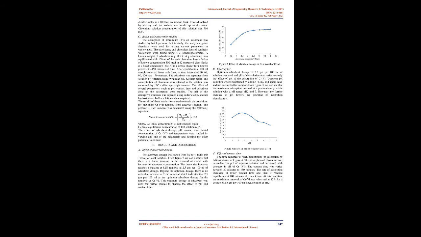mg/L in 12 stoppered glass flasks at a fixed temperature, 303 K, in an orbital shaker for a known period, 30 to 150 minutes of time. After equilibration, 100 ml sample was collected from each flask, in time intervals of 30, 60, 90, 120, and 150 minutes. The adsorbent was separated from solution by filtration using Whatman No. 42 filter paper. The concentration of chromium ions retained in the solution was measured by UV visible spectrophotometer.